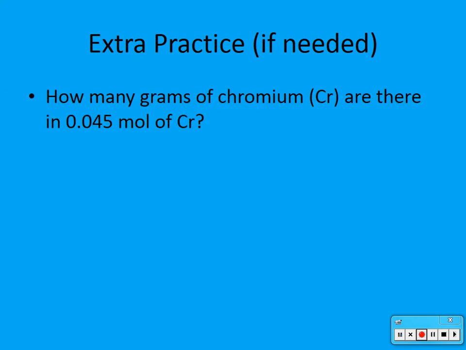There was an extra practice. I think we're going to do this one. Let's try this one. So it says, how many grams of chromium are there in 0.045 moles of chromium? So that's what we're starting with. We're trying to go to grams.